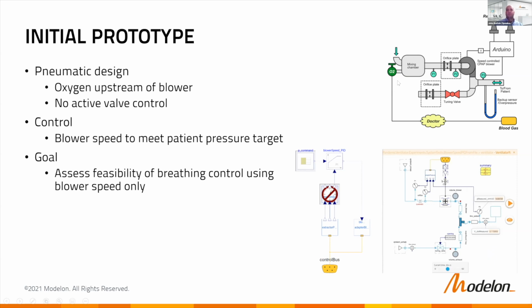This system was really, really simple. It had oxygen introduced upstream of the blower, so the oxygen and the air mix, and there was no active valve control. So the idea is, is it possible to use the blower speed completely to meet the patient pressure requirement? And this was really a feasibility prototype to see if blower speed only control, which would be very nice and very simple, would be capable of meeting the requirements.